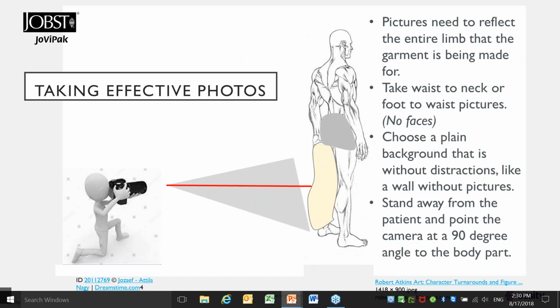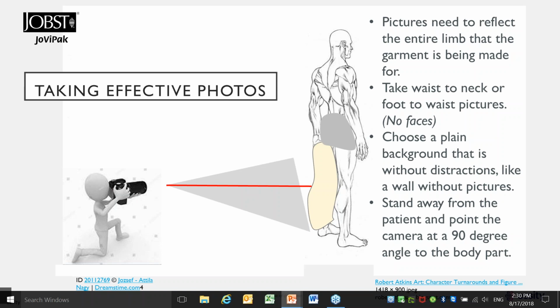Now, it's really important, beyond the materials, you're getting ready to start thinking about what garment you're going to use, and now you might have lots of questions. So it's really important that you know how to take photographs so that they are the most effective for us to be able to engineer a garment for you. Pictures need to reflect the entire limb that the garment is being made for. We don't want a close-up of a back of a knee, for example. That doesn't help us understand the size of that garment, the length or the width.